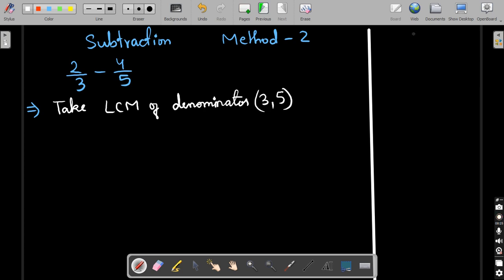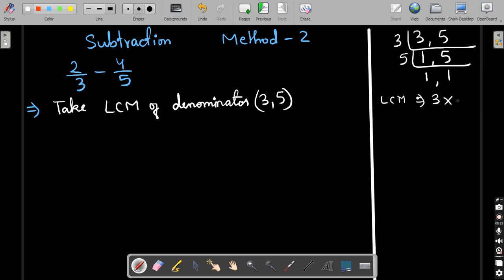Now let us start, 3 comma 5. How much am I getting? 3 1s are 3 comma 5. After that, 5 1s are 5, 1 1. Okay, now what is the LCM, dear student? LCM will be 3 into 5, 3 5s are 15. Clear, student? Now, how much did I get? 15.